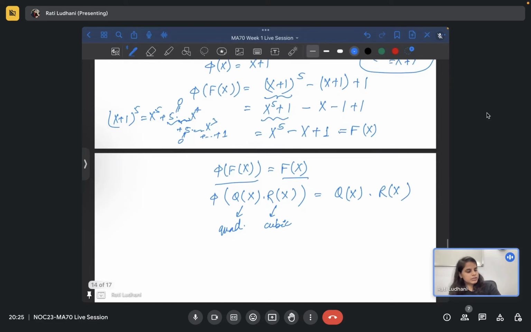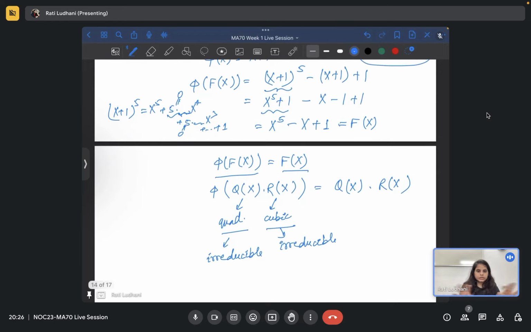Now, what does this mean? One more thing. This is quadratic and cubic, and I'm saying these are irreducible. Can you tell me why these factors are irreducible? Just a one line explanation. If it splits in quadratic and cubic, then these factors have to be irreducible.